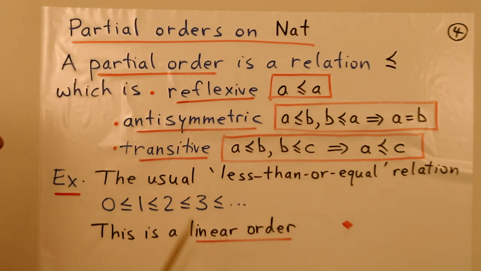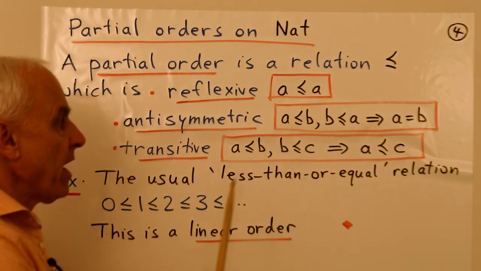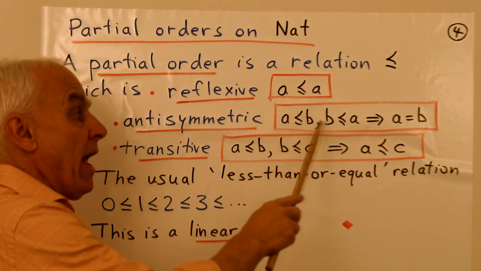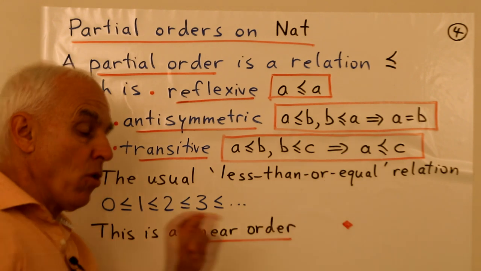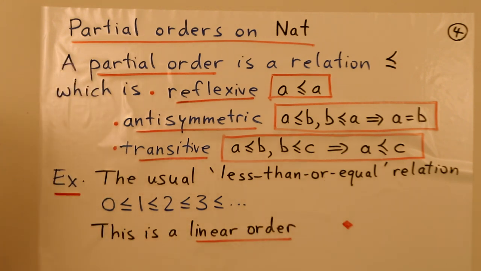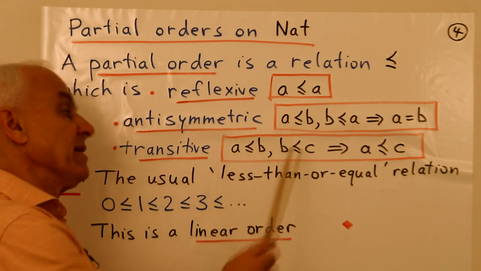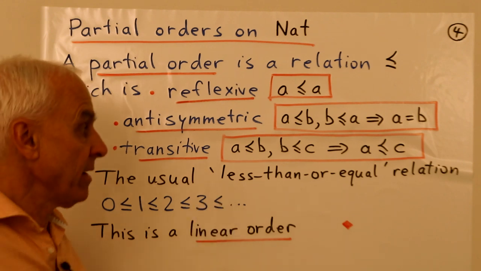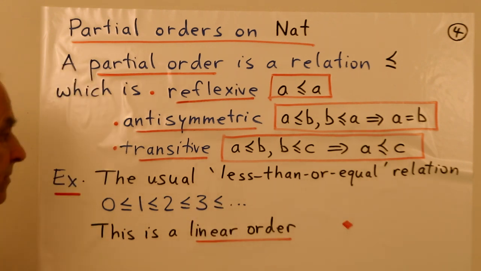The reflexive property, the antisymmetric property, that if A is less than or equal to B and B is less than or equal to A, the only way that can happen is if A and B are the same. And the transitive property, if A is less than or equal to B and B is less than or equal to C, then A is less than or equal to C.